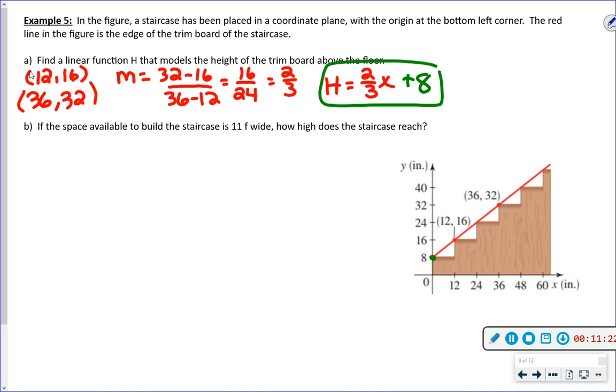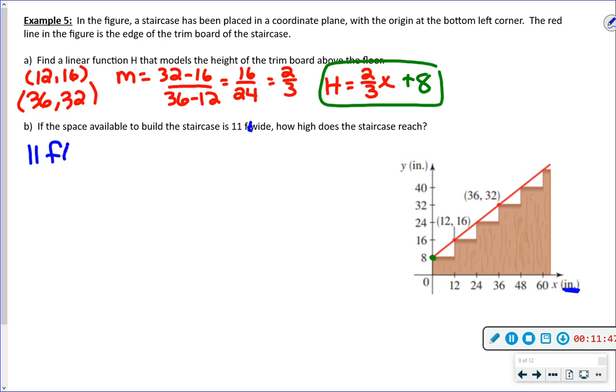If the space available to build the staircase is 11 feet wide, how high does the staircase reach? Now, I say that's going to be a problem. I should have a T in there. We're in inches. My equation's in inches. They're giving us feet. So we got to do a little conversion. You're probably going to need your calculator for this.